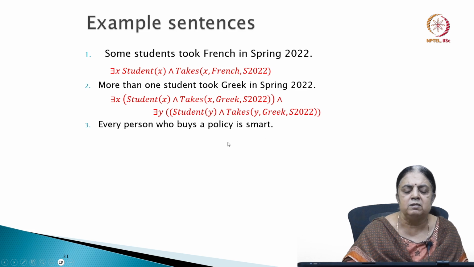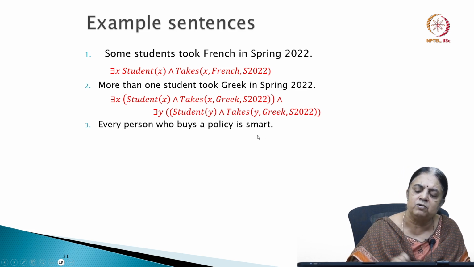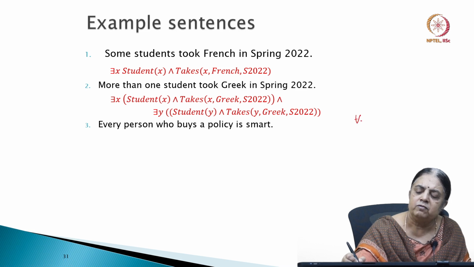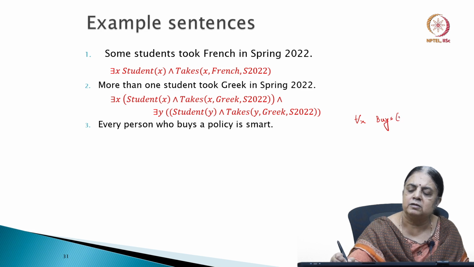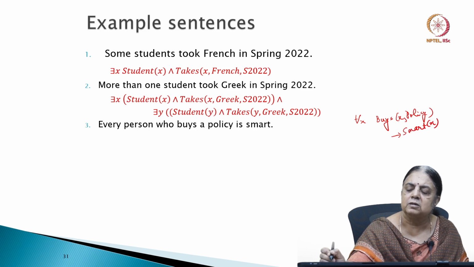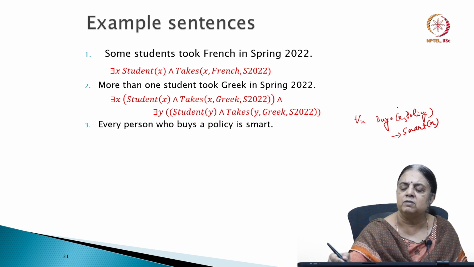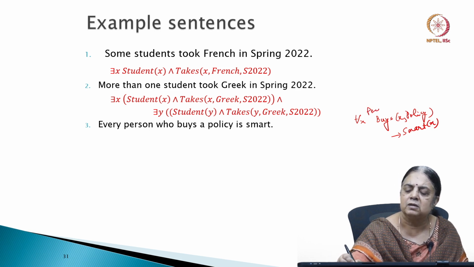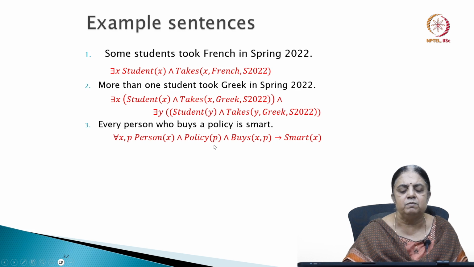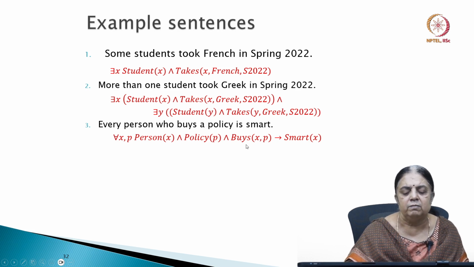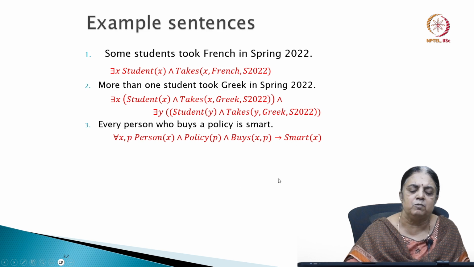Every person who buys a policy is smart. So we can say for all X who buy X policy implies smart X. We can also say person X if we want. Person X and policy P, buys XP implies smart X.